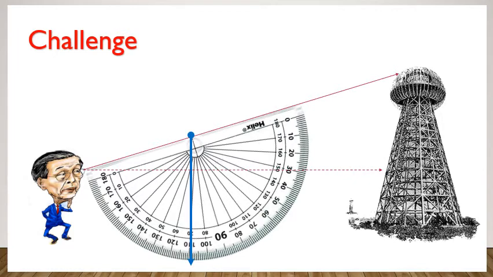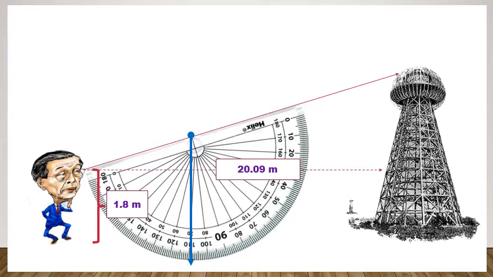Now, as a challenge, we are going to solve for the height of the tower given the following condition. First, the height of the viewer is 1.8 meters. The distance of the viewer from the tower is 20.09 meters. Given the reading from the clinometer, solve the height of the tower. Feel free to pause the video. Your final answer should be a whole number. The correct answer is 57 meters.